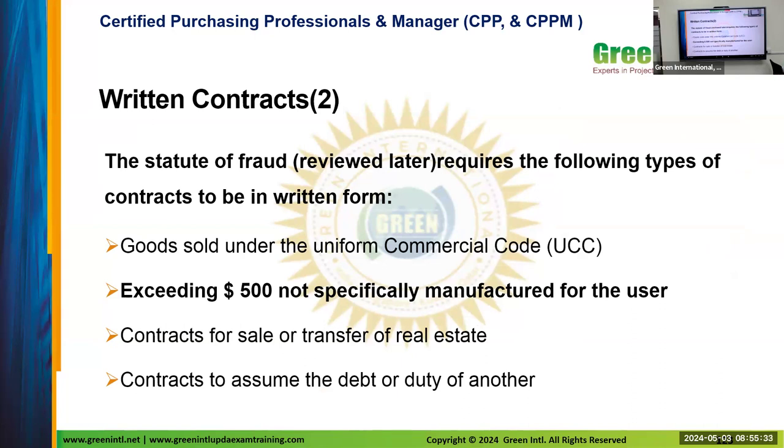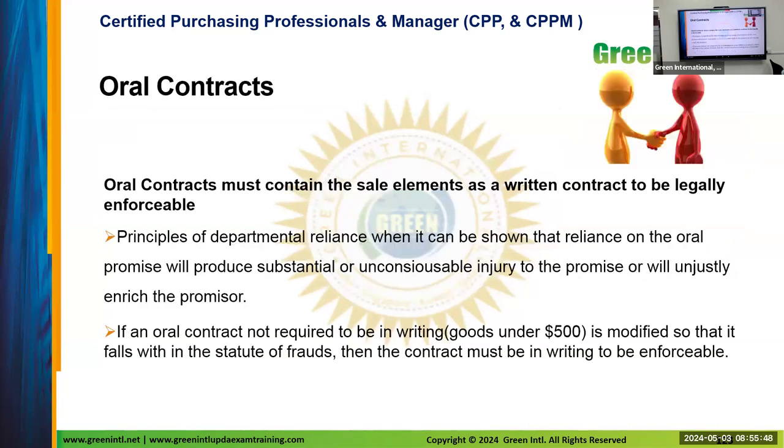The statute of frauds requires the following types of contract to be in written form: goods sold under the Uniform Commercial Code exceeding $500 not specifically manufactured for the user, contracts for the sale or transfer of real estate, and contracts to assume the debt or duty of another. Oral contracts. Oral contracts must contain the same elements as a written contract to be legally enforceable.